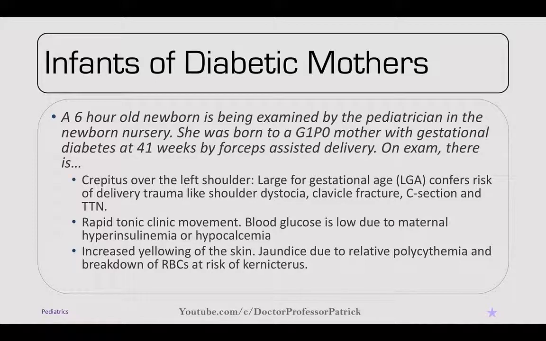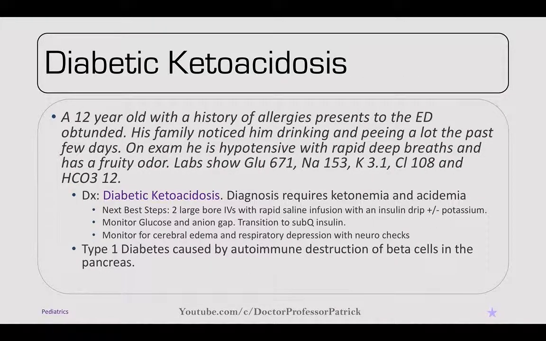There could be rapid tonic-clonic movements. So blood glucose is low due to maternal hyperinsulinemia or hypocalcemia. So you have to check with AccuChecks on an infant of diabetic mothers. And then lastly, there's increased yellowing of the skin. And this jaundice can be due to relative polycythemia and breakdown of RBCs, and there's an increased risk of kernicterus in infants of diabetic mothers.